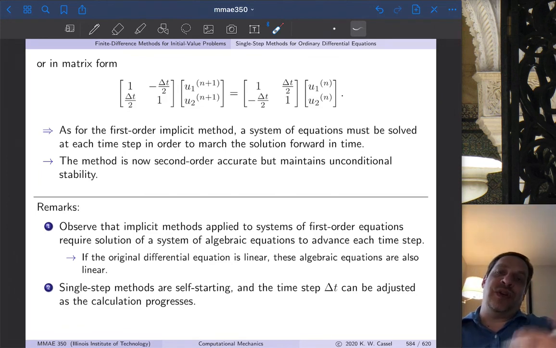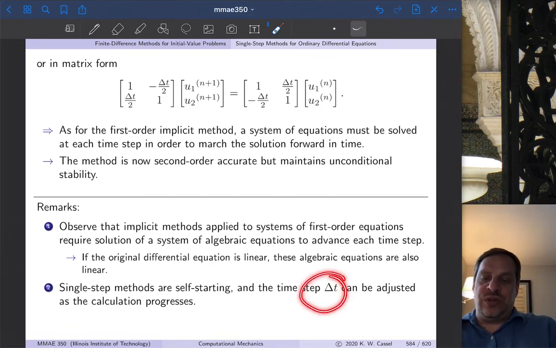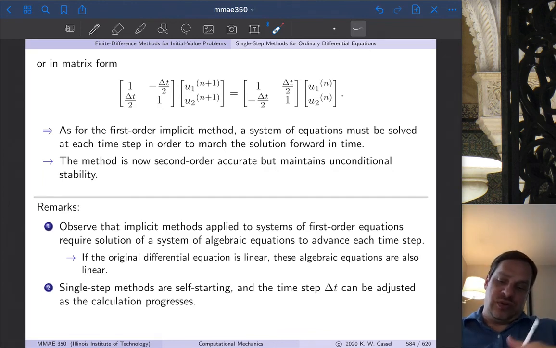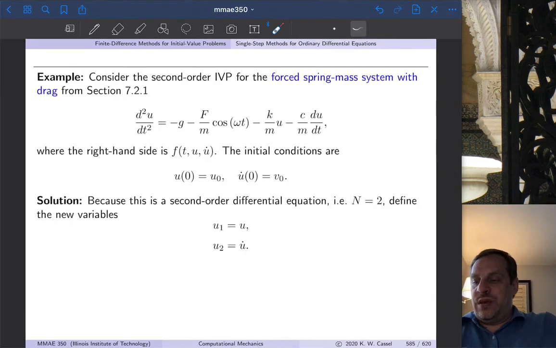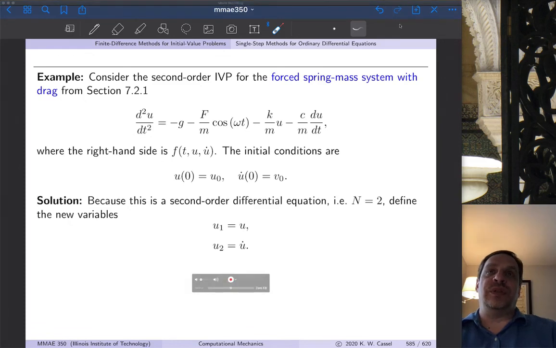So it's self-starting. And in fact, you can adjust the delta t as you go. So if you find that your delta t is too big, for accuracy reasons, as you go, you can make it smaller, you can make it bigger, so it computes faster, whatever the situation might be. All right, and we'll look at another example in the next, actually two examples in the next video.